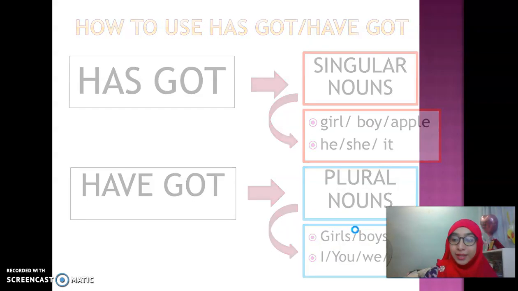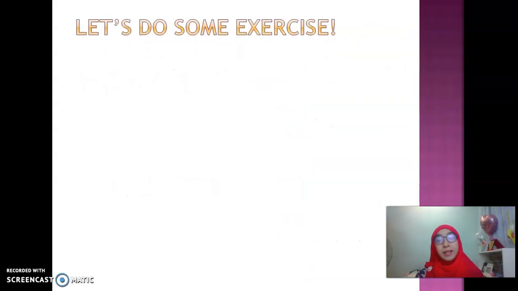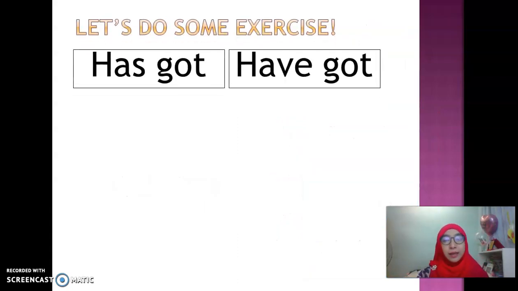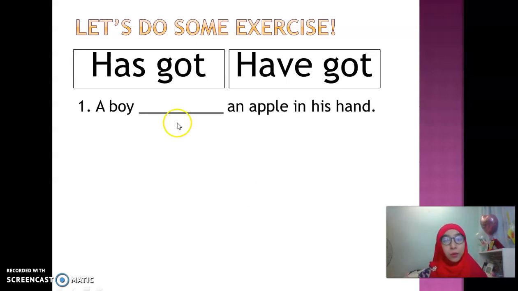Okay, so quickly, time is running out. Let's look at some exercise. Okay, for has got and have got. Alright, so for number 1, a boy, an apple in his hand. Alright, do we have an S here? No. So if it doesn't have an S, then it's considered as has got. Has got.